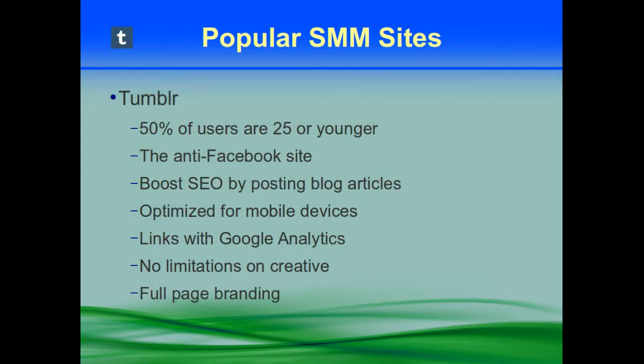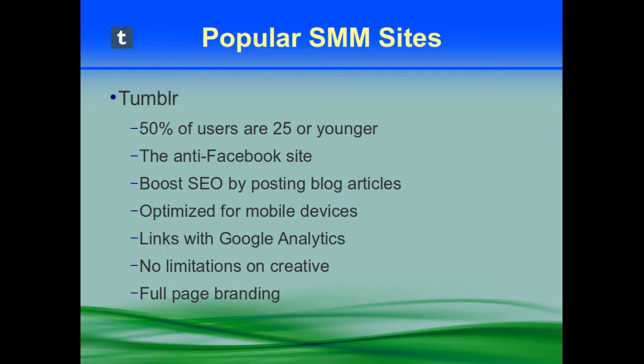Tumblr has been called the anti-Facebook site. Remember what I told you about Facebook with filtering the posts that you receive? Tumblr doesn't do that. Tumblr uses the Twitter model, where you see the most recent posts, and if you want to scroll down, they have an infinite scroll, so you can scroll pages and pages down, so you can see the 15,000 posts that have been made to your wall in that period of time.